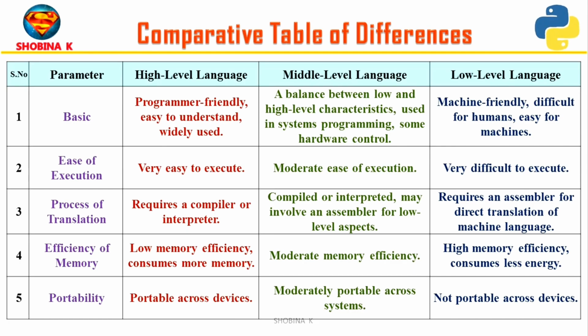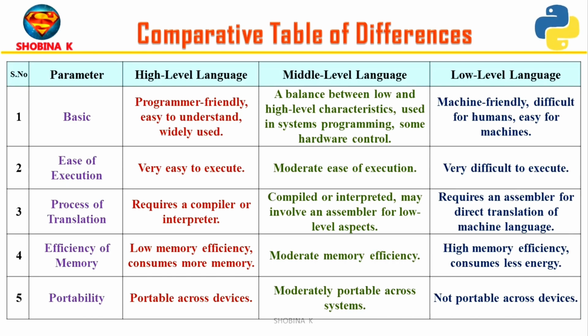Now let's move on and understand the structured comparison chart illustrating distinctions among machine language, assembly language, and high-level language. Now let's discuss the parameters for the three types of languages. The first parameter is basic. The term basic refers to the fundamental nature or core characteristics of each type of language. Basic encompasses the fundamental nature of each type of language and serves as an introductory point for understanding their key attributes.